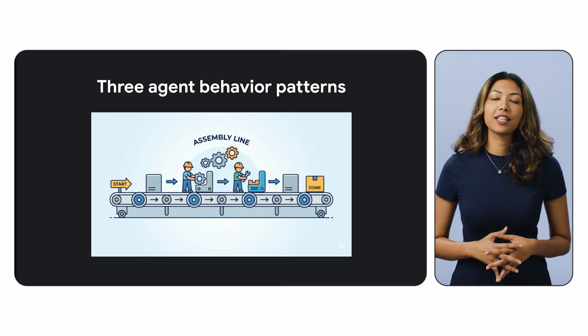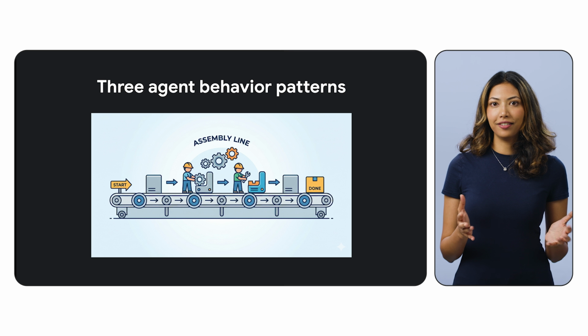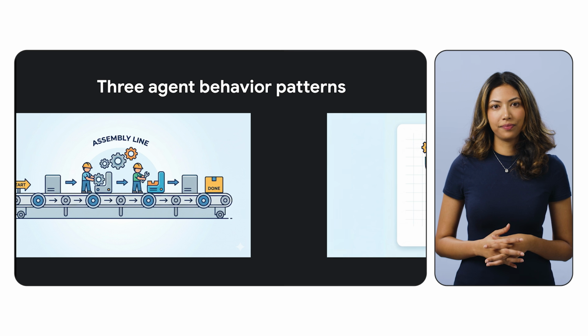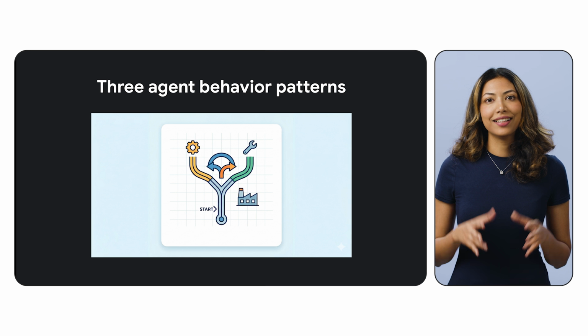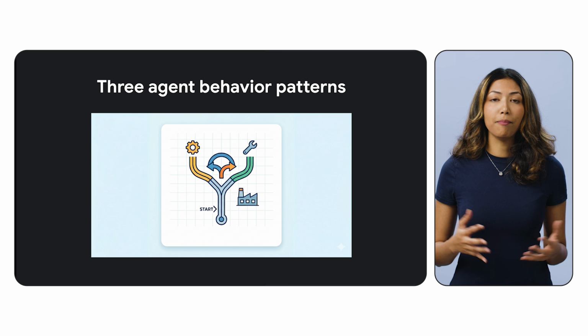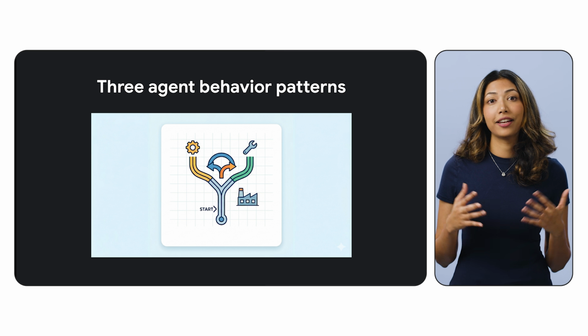Now, not all agents behave the same way. A useful way to think about them is in three broad patterns. First, we have sequential agents. These run step by step like an assembly line. Step 1, then step 2, then step 3. They're predictable but rigid. Second, we have reactive agents. These decide in the moment. They look at the current state and ask, what should I do next? Maybe tool A one time, tool B the next. They're flexible, but they don't plan ahead.